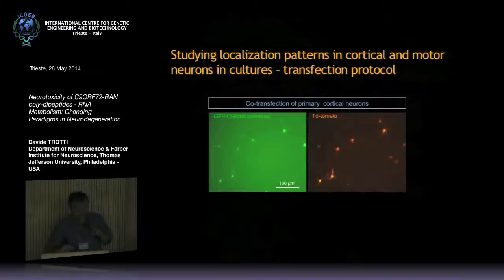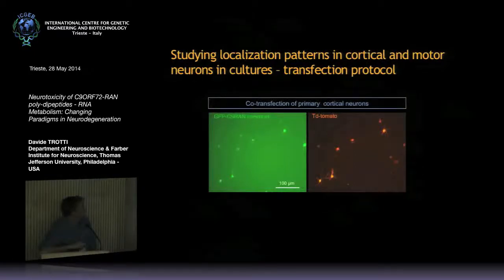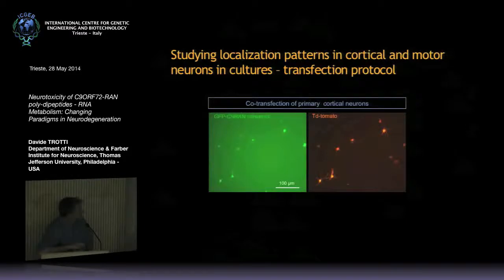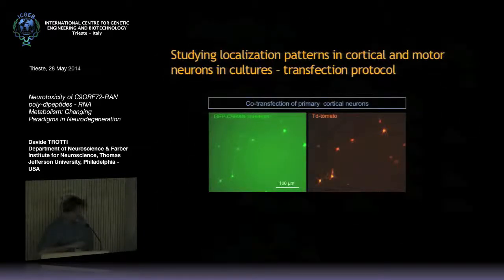We took the next step and moved to primary neurons, looking at the localization of our constructs in two neuronal types that are actually relevant to the disease. We used primary cortical neurons and primary motor neurons from rats. This is just an example of our transfection protocol. We use a co-transfection strategy. We use our C9 construct with the GFP tag, but along with it we also put a tdTomato construct driven by the synapsin promoter, so we can do some nice tracking of the neurons, as well as some live cell imaging. I'm going to show you the data a little later.